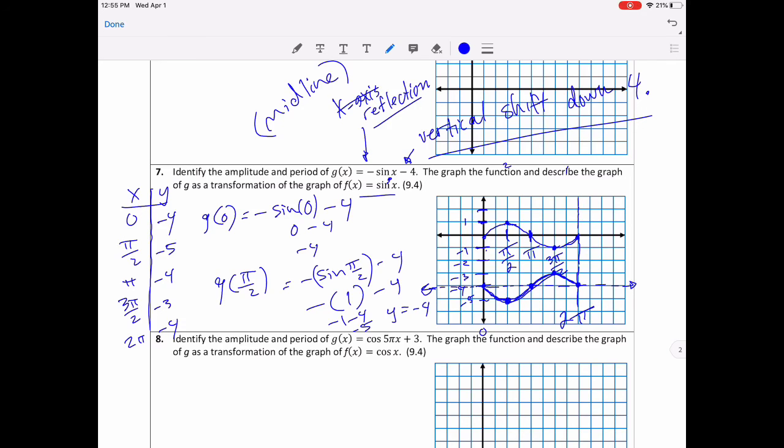Okay, so instead of it opening upwards, as it headed towards pi halves, it opens downwards. And then everything's essentially flipped over that midline. And it's shifted down 4 as well. Okay, so it's a vertical shift down 4 and an x-axis reflection, but we'll really think of it as a midline reflection. Okay, thank you.